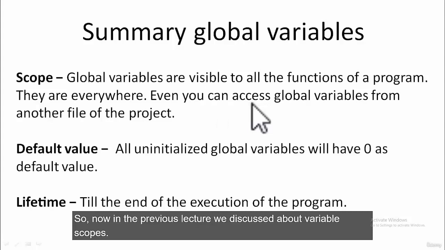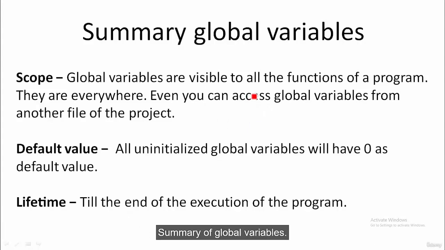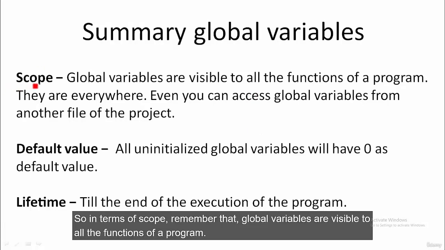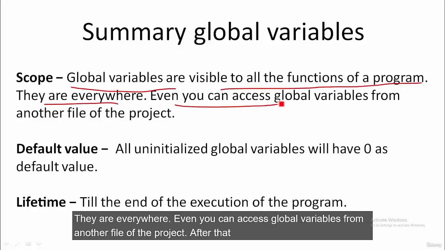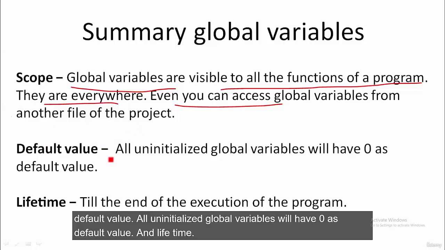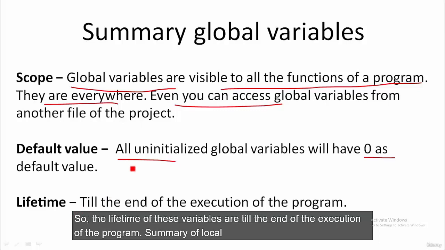Right, so in the previous lecture, we discussed variable scopes. Let's see a summary of global variables. In terms of scope, remember that global variables are visible to all the functions of a program. They are everywhere. You can even access global variables from another file of the project. After that, default value: all uninitialized global variables will have 0 as the default value. And lifetime: the lifetime of these variables is till the end of the execution of the program.